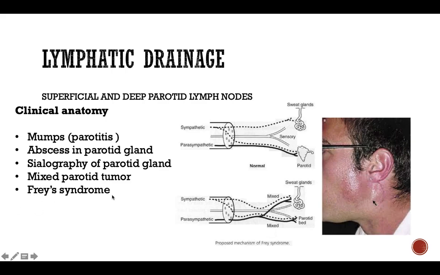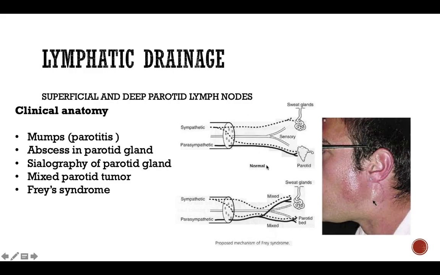And the fifth one is Frey's syndrome. Frey's syndrome is very important from the entrance exam point of view also, so I would like to tell in detail about it. Frey's syndrome is also called the auriculotemporal nerve syndrome. It is a post-operative condition or even a traumatic condition.